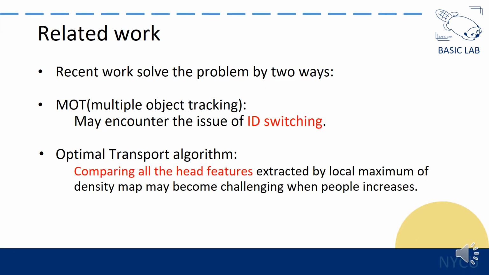Recent work solved the video crowd counting problem in 2 ways. The first way is multiple object tracking. This method may encounter the issue of ID switching. The other way is the optimal transport algorithm. The optimal transport algorithm compares all the head features extracted by local maxima of the density map, which may become challenging when people increase.